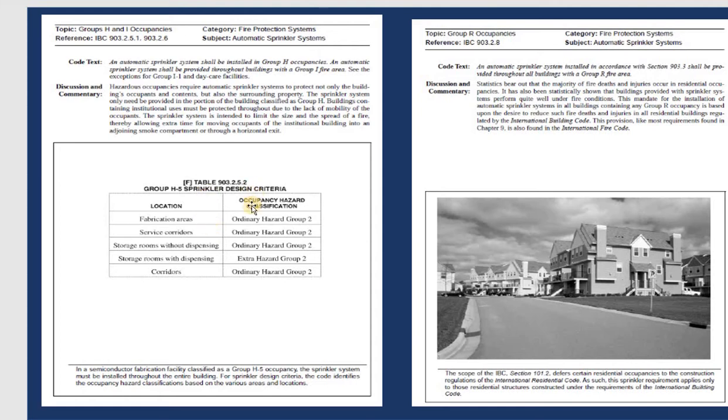Okay, this table tells you the locations where we need to have the sprinkler system. For example, we have the fabrication area, the service corridor, the storage room, or the corridor. For occupant hazard classification, we have ordinary hazard group 2, and we have that one for the sprinkler design criteria.